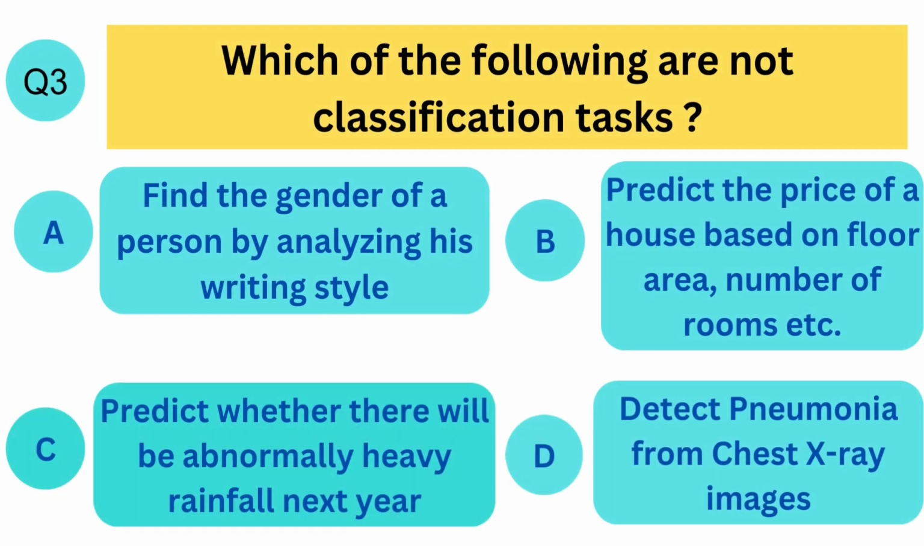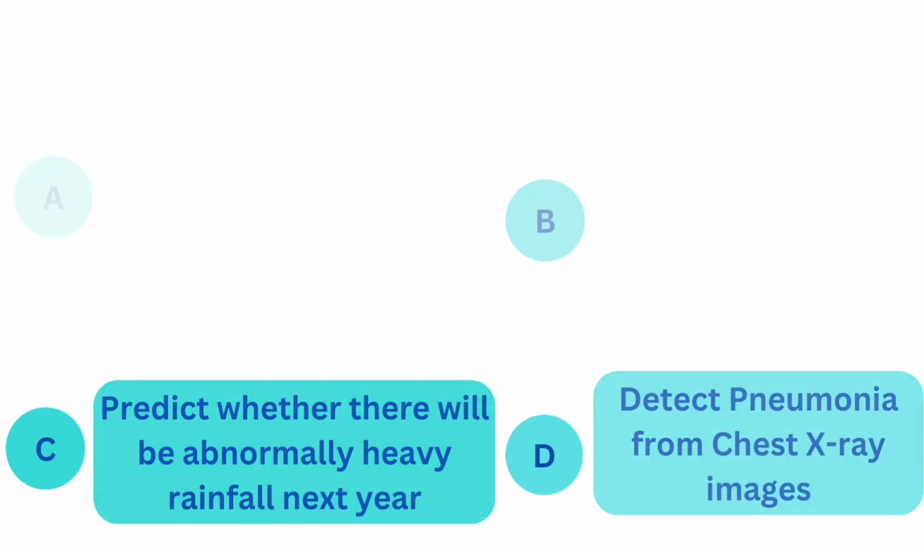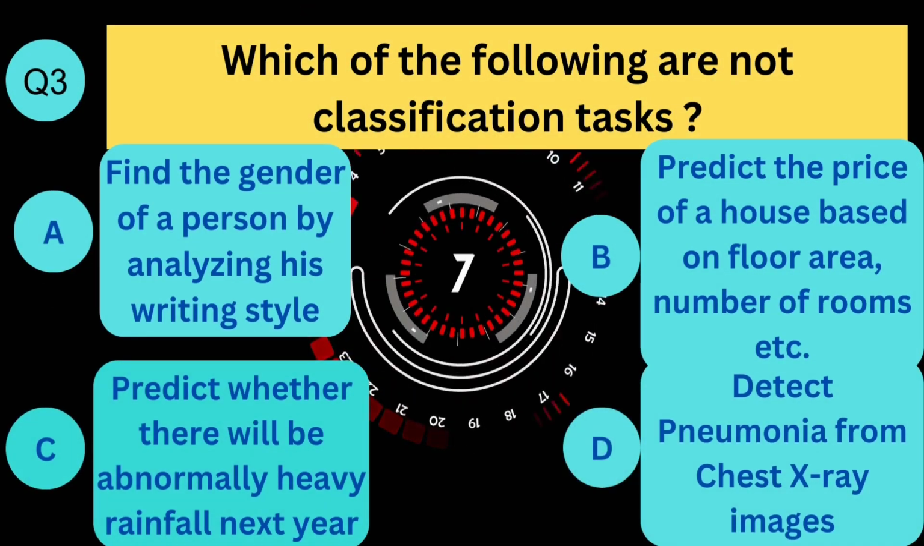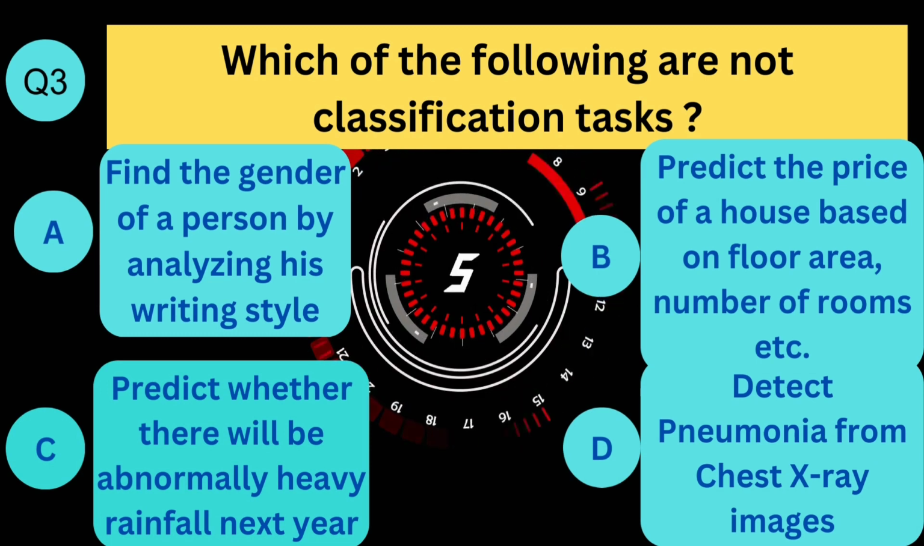Question 3. Which of the following are not classification tasks? A. Find the gender of a person by analyzing his writing style. B. Predict the price of a house based on floor area, number of rooms, etc. C. Predict whether there will be abnormally heavy rainfall next year. D. Detect pneumonia from chest X-ray images.